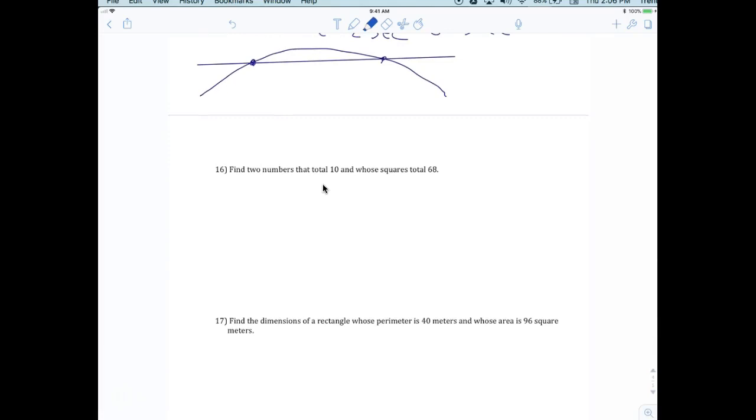Now, let me have you find two numbers that total 10 and whose squares total 68. All right. We've done this before, right? Yes. Yeah, but hold off for 1 second, though. Honestly, guys, I am going to give you a little bit of a hint. All right. 16 and 17, we've done them before.